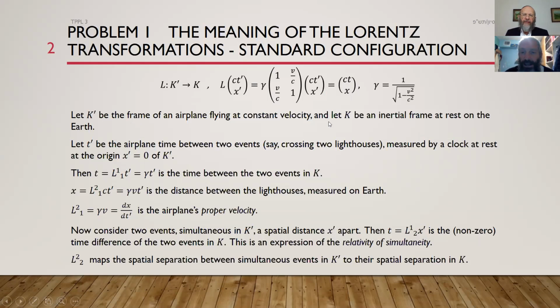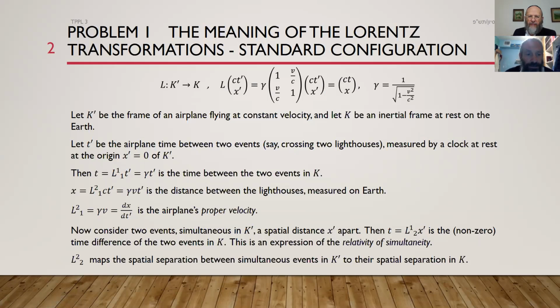Let's take K to be an inertial frame on Earth, what we usually call the lab frame. And we'll take K prime to be the frame of an airplane flying at constant velocity. The airplane flies and crosses two lighthouses at different times. In the plane, he measures this time difference to be t prime. And t, the result of the Lorentz transformation, is gamma t prime. The time difference measured in the airplane gets multiplied by the gamma factor. This is normally referred to as time dilation. This gives you the time difference in the lab frame on Earth.